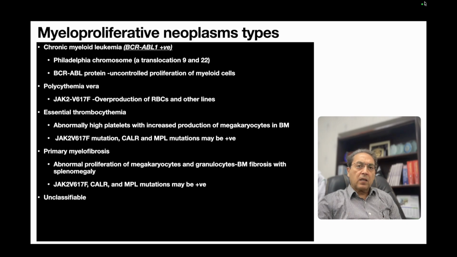And then there is an unclassifiable disorder in which features of many of these disorders are present. And then rarely we may have others like chronic neutrophilic or eosinophilic leukemias. So these are different types of myeloproliferative disorders.